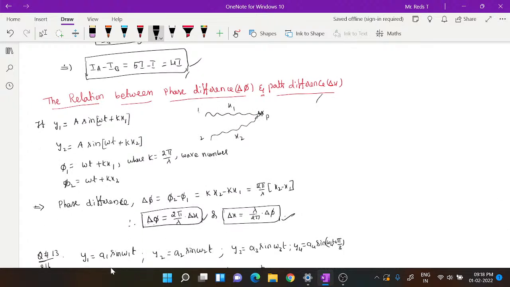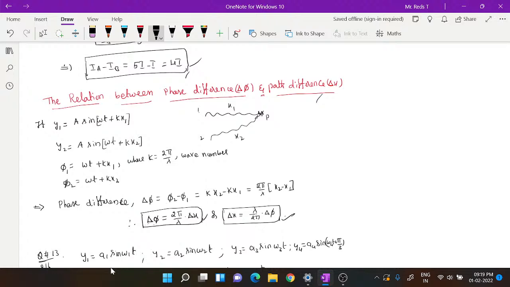If you remember, y is equal to a sin (omega t plus kx1). Here this entire term represents the total phase of this wave. Another wave has the same amplitude but a different phase, omega t plus kx2. The omega is the same, so the frequency is the same, the amplitude is the same, but this wave has traveled a different distance, so this changes k into x2. This is the phase of the first wave and this is the phase of the second wave. We take the phase of the first wave as phi 1, omega t plus kx1, and the phase of the second wave as omega t plus kx2. The difference between these phases we take as delta phi.